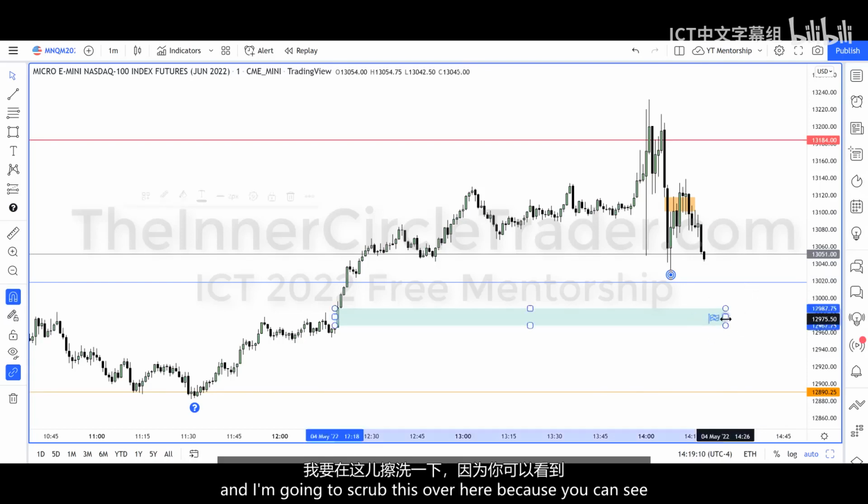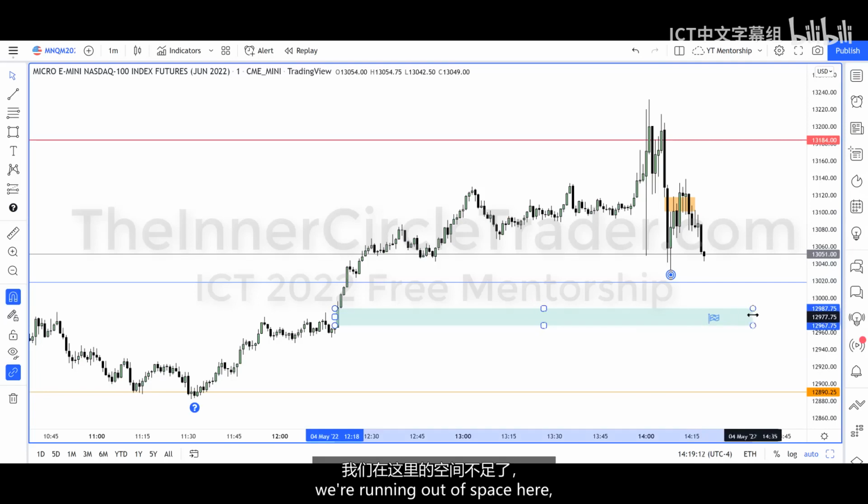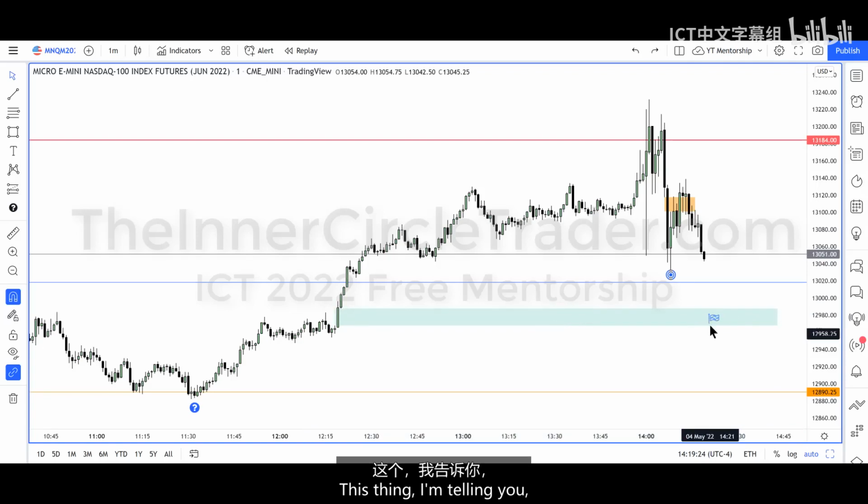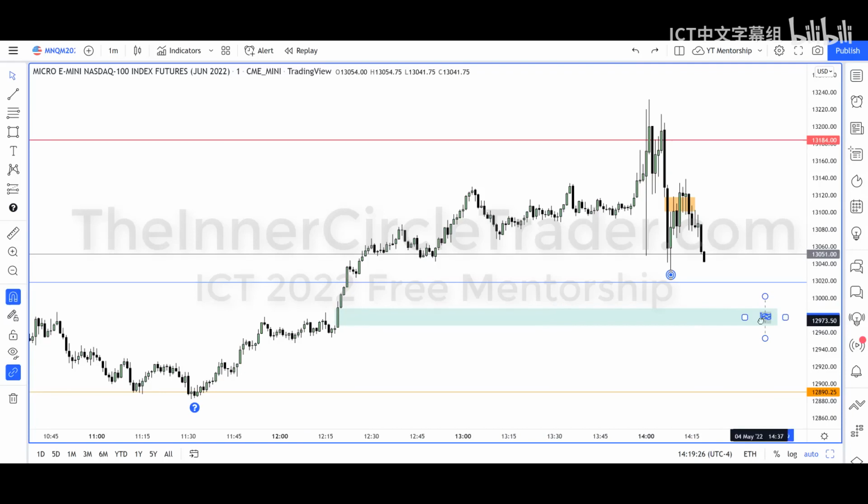I think if we can get down here, and I'm going to scrub this over because you can see we're running out of space here. It might take a little bit more candles than I first thought. Oh, let me get this back here. There we are. Oh, there it is. This thing, I'm telling you, I look like a noob. ICT's a noob.